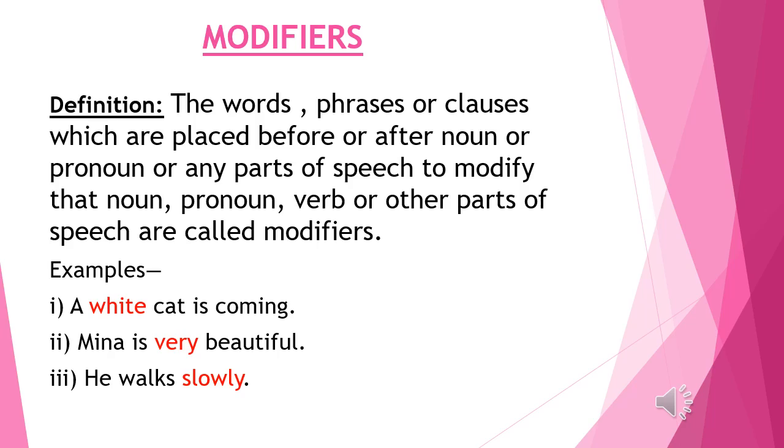First example, a white cat is coming. Here white is a word and it is modifying the noun cat. Second example, Meena is very beautiful. Here very is modifying beautiful. It is an adverb. Number 3, he walks slowly. Here slowly is also an adverb and it is modifying walks. So we can see that words are used as modifiers.